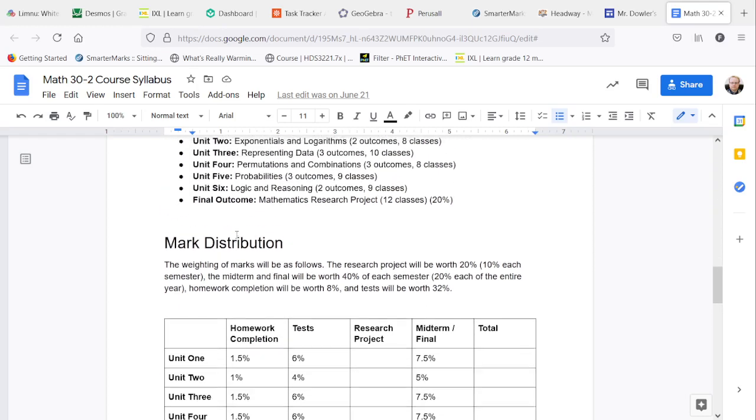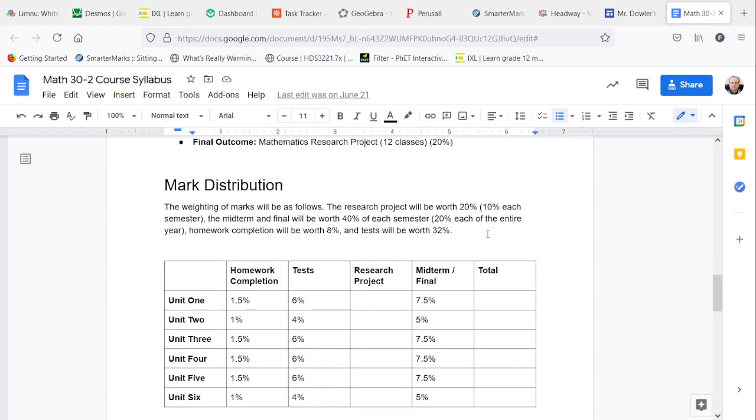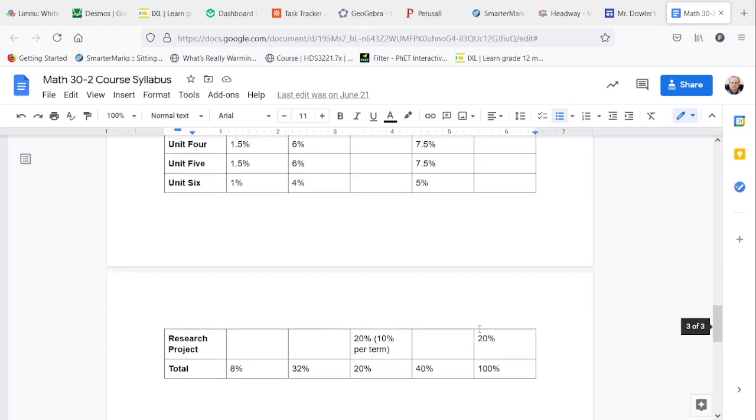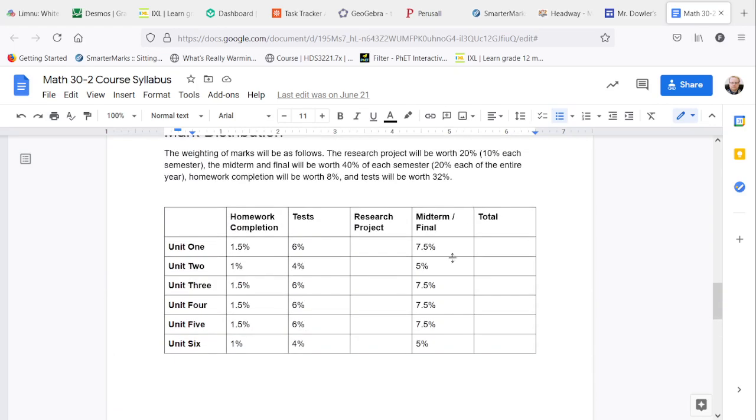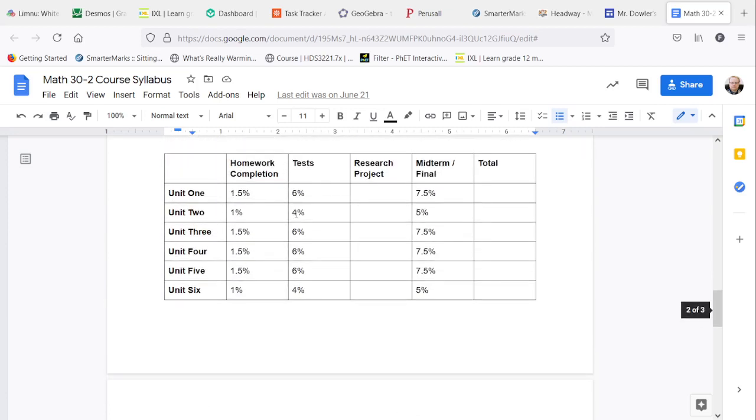Now, the mark distribution, each of these outcomes, there's 3 outcomes here, 2 there, 3 there. Each of these 8 outcomes is equally weighted, and the research project is worth 20%. So the midterm and finals are worth 40% of the mark. Your unit tests are worth 32%, and your homework is worth 8%. So the unit tests are worth 4 times as much as the homework. You can see the percentages here as we go through the bins.